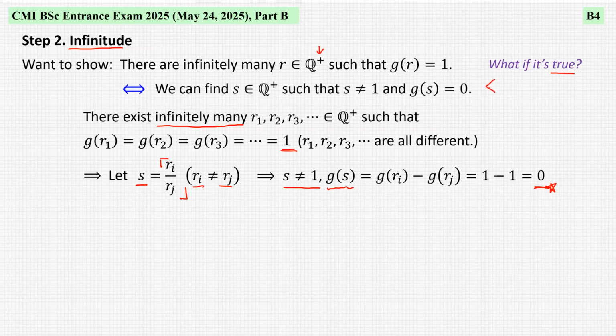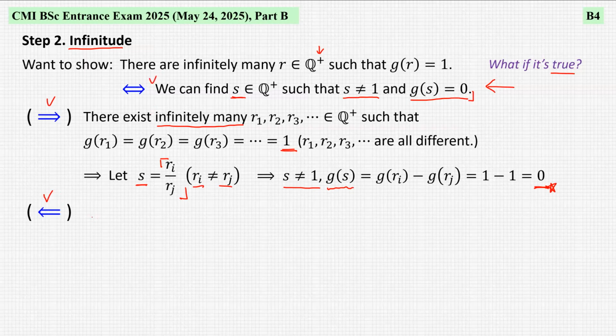That is, we have the following equivalent statement. We can find a positive rational number S such that S is not equal to 1 and g of S equals 0. Actually, we cannot call this an equivalent statement yet because we have only proved one direction so far, and we are still required to prove the other direction as well.